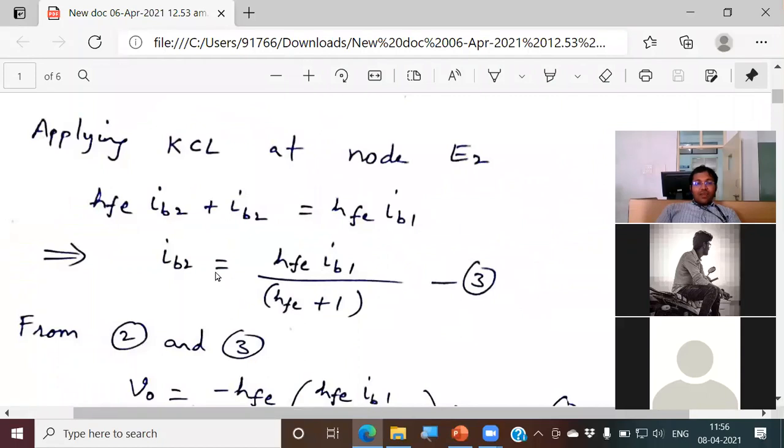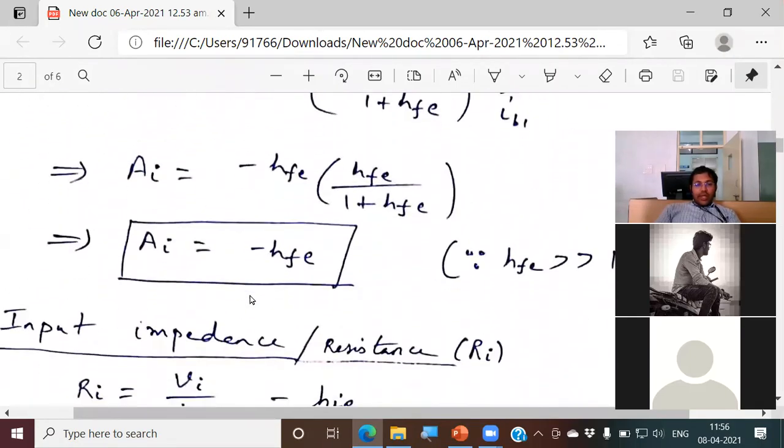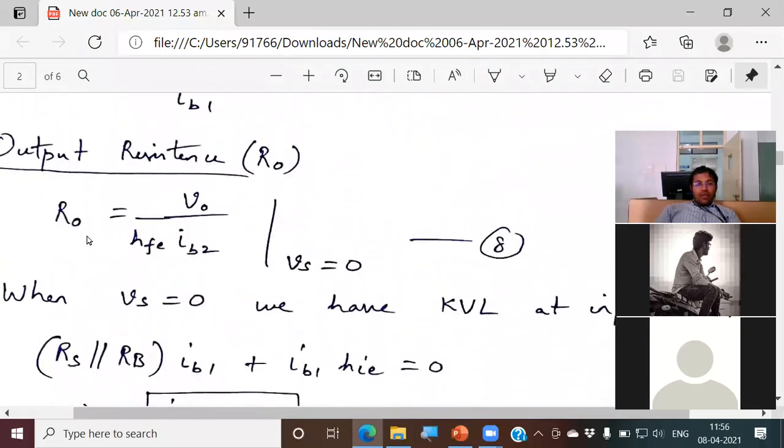If IB1 is 0, what is IB2? Can anybody give me the answer? Zero. Very good. So if IB1 is 0, IB2 is 0. Okay, good. So if IB2 is 0, what is R0?